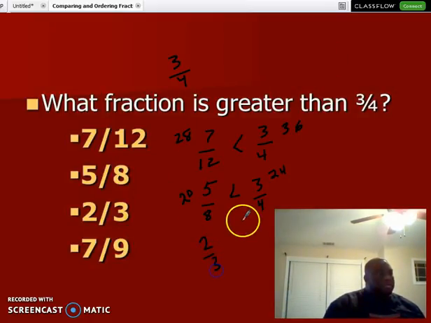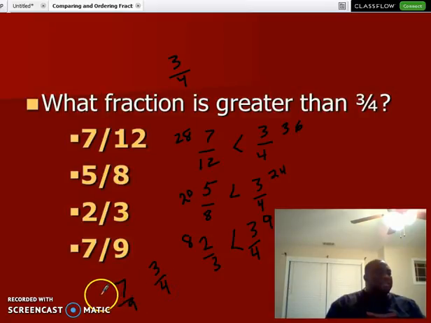Here we're going to work 2/3 and 3/4. 4 times 2 is 8. And 3 times 3 is 9. Once again, it's less than. So my last fraction is 7/9 and 3/4. 4 times 7 is how much? Correct, 28. 9 times 3 is how much? 27. So 7/9 is greater than 3/4.